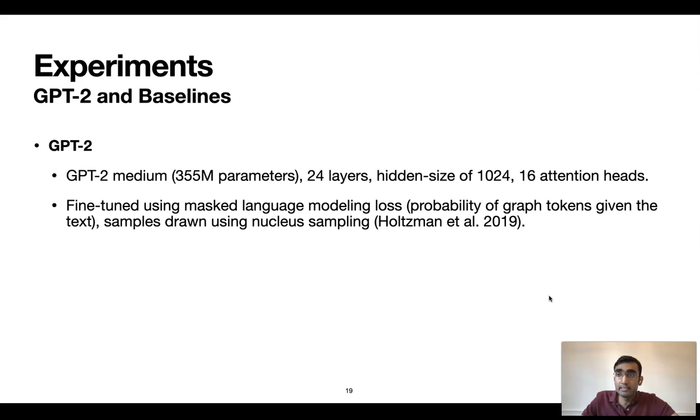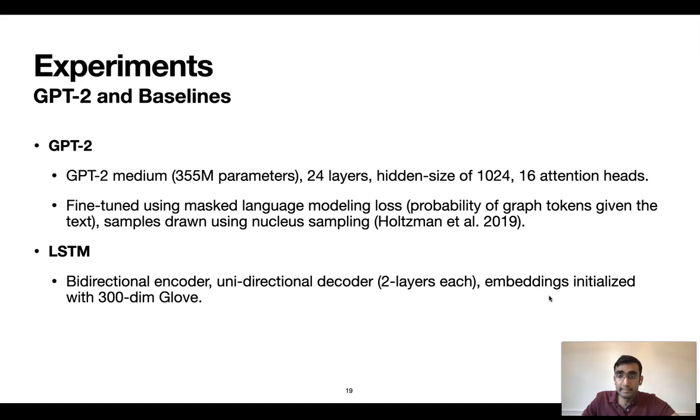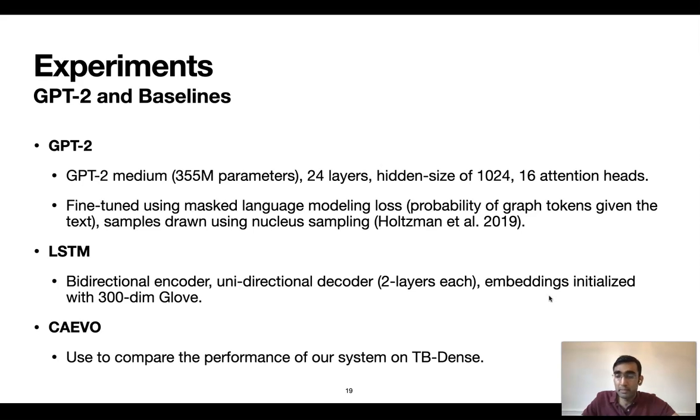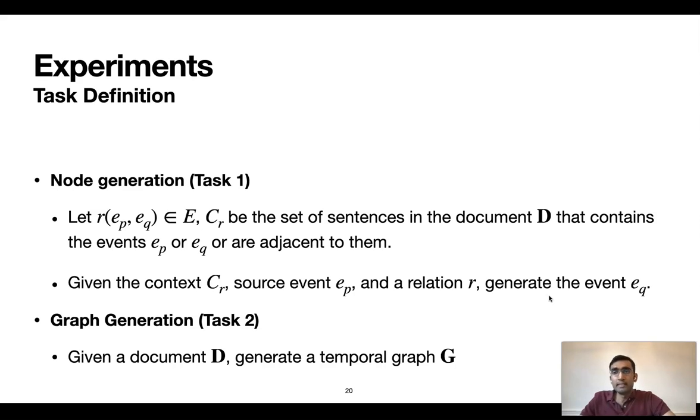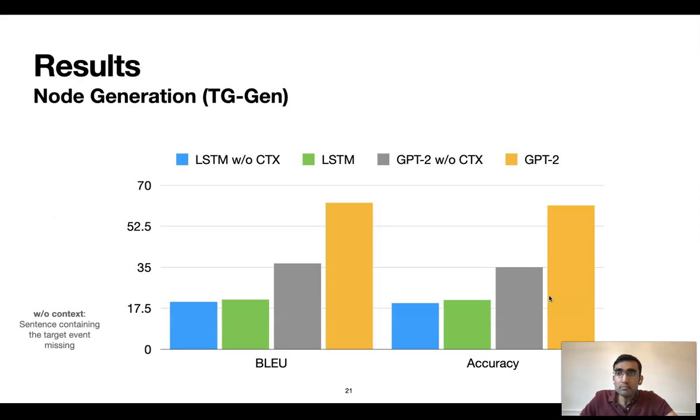The baselines are, of course, GPT-2. We use GPT-2 medium for our experiments. We also used LSTM, the standard bidirectional LSTM with pre-trained embeddings, GloVe embeddings. And finally, we also have Kaibo, which we use to compare the performance of our system on the TB-Dense dataset. And just to quickly recall, we have 2 different tasks. We have the task of node generation, where we're given context, source node, relation, we want to generate the target event, and then we have the task of graph generation.